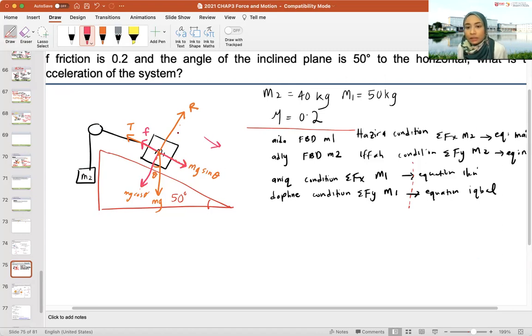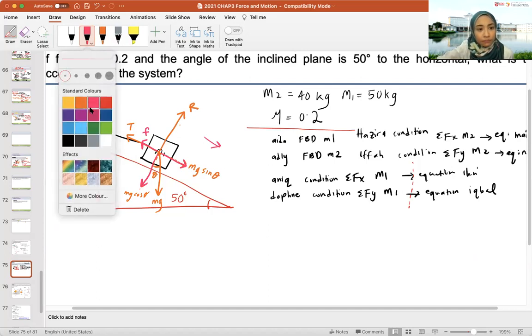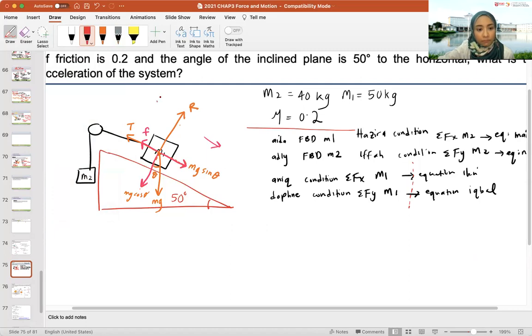Okay. Next, Adli, free body diagram number 2. Okay, Doktor. Dia ada dua force. Okay, which is? Satu kat bawah mg. Okay. Atas tension. Atas is tension. Okay. Itu saja. Okay, Adli nak tanya lagi.